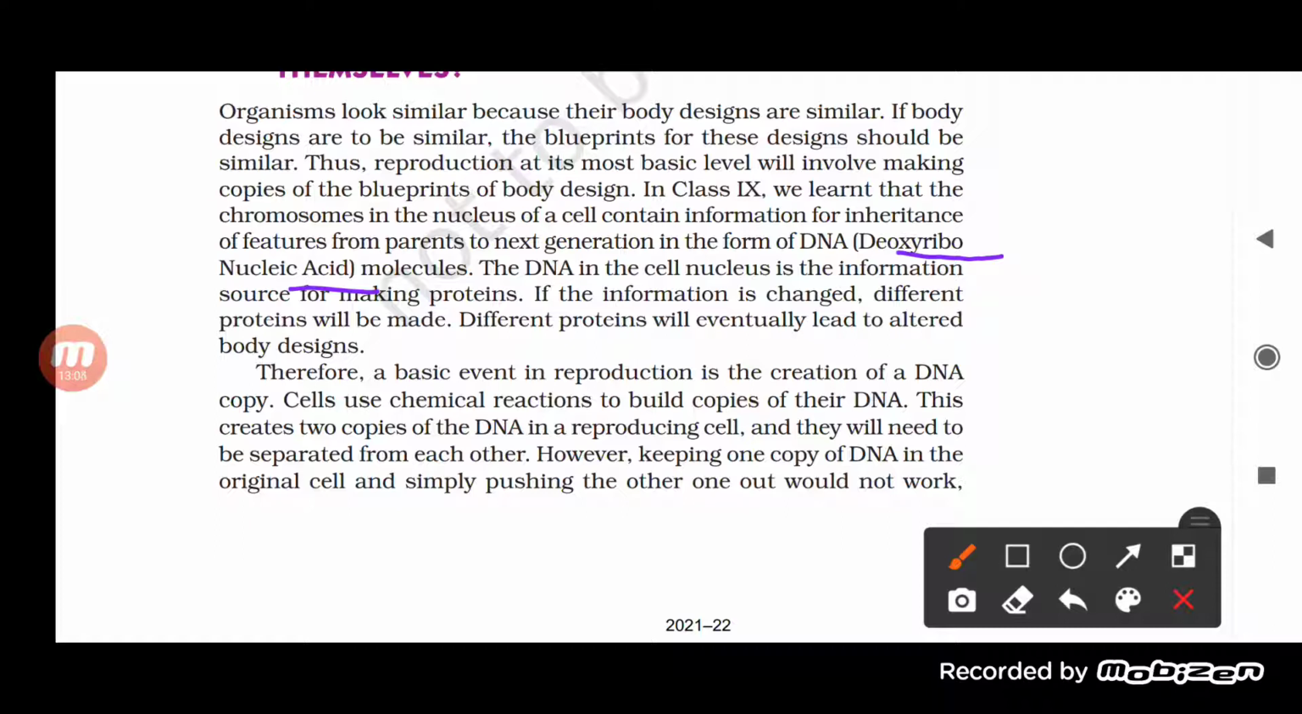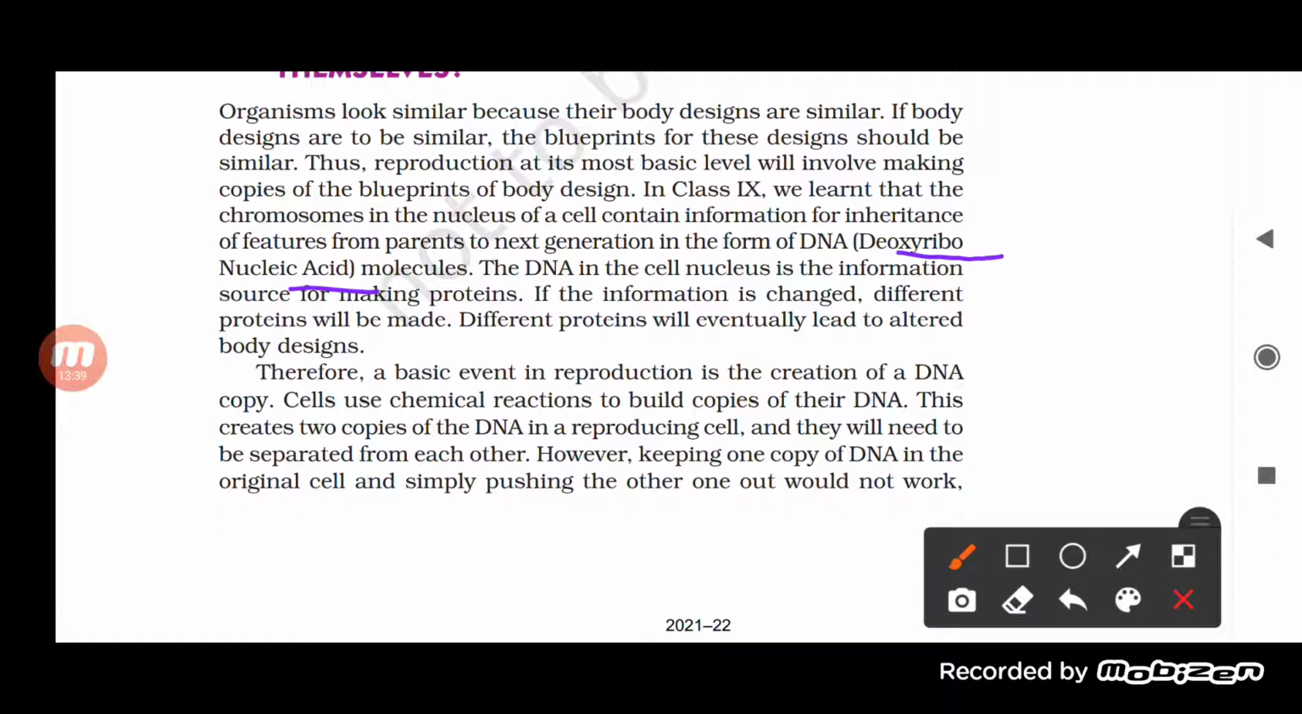The kind of characteristic you have is because of the information, and the information influences how proteins are made. If the information is changed, then a different protein will be made. So DNA in the cell nucleus is the information source for making protein, and if the information is changed, a different protein will be made here.